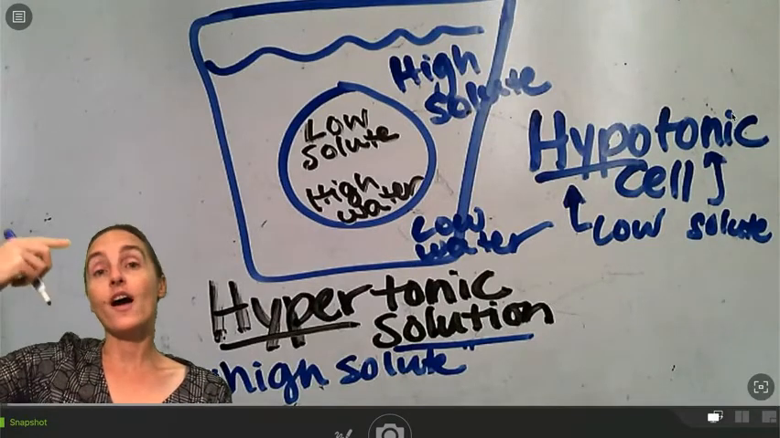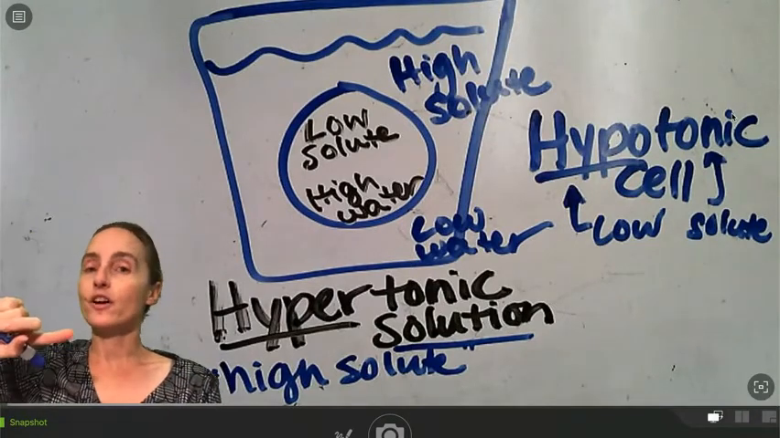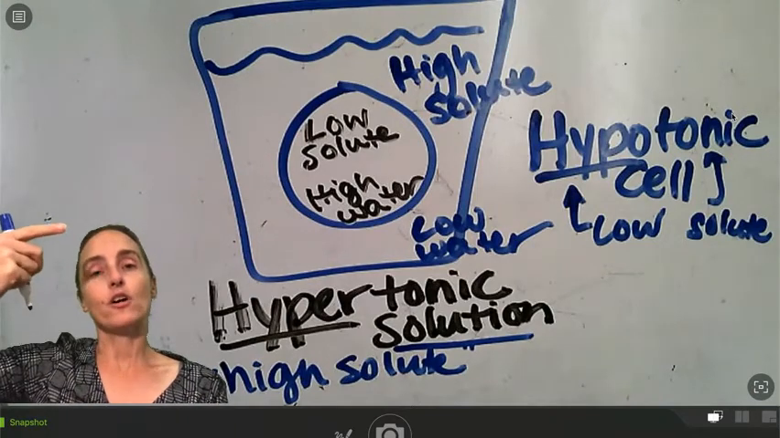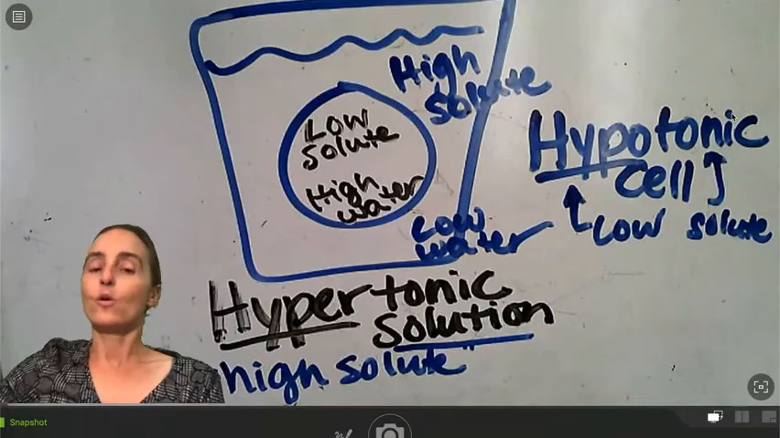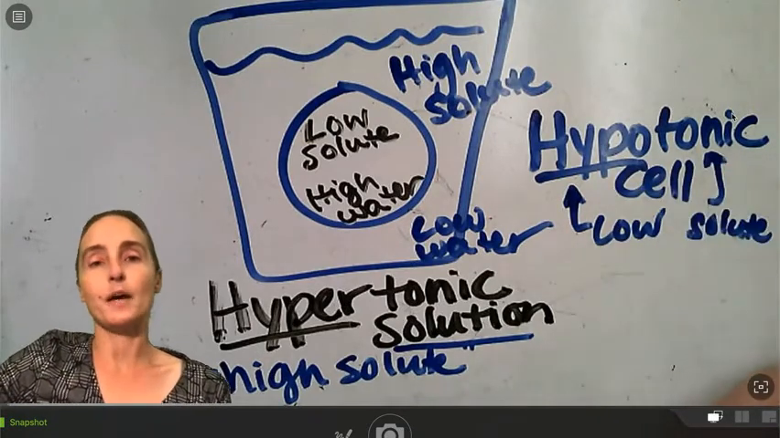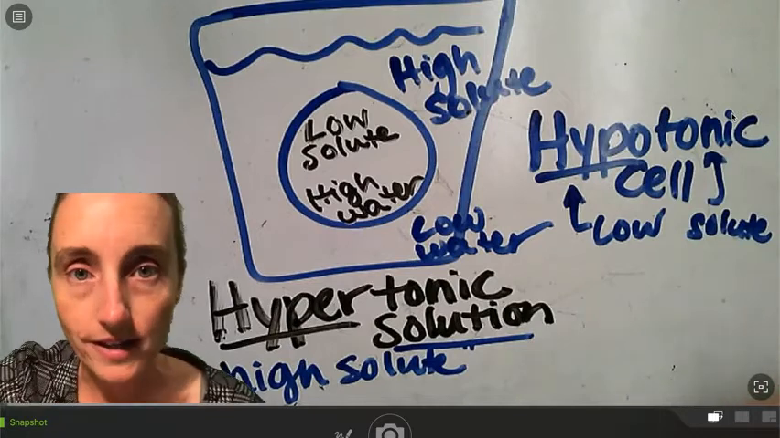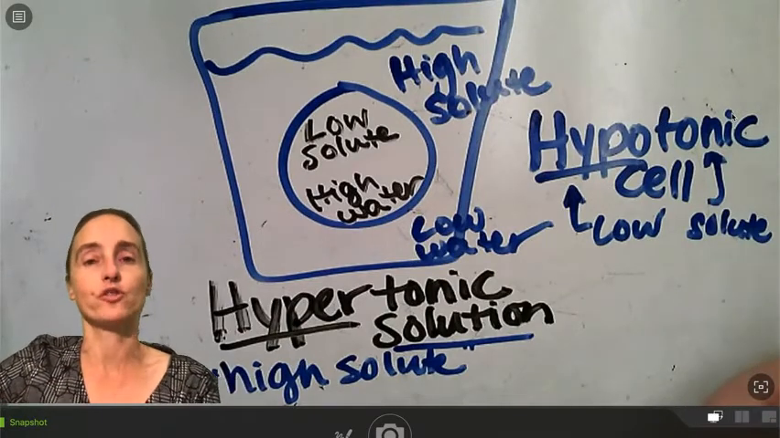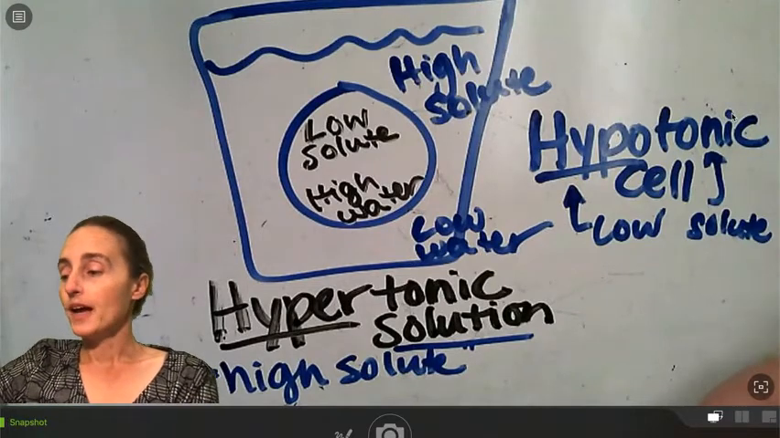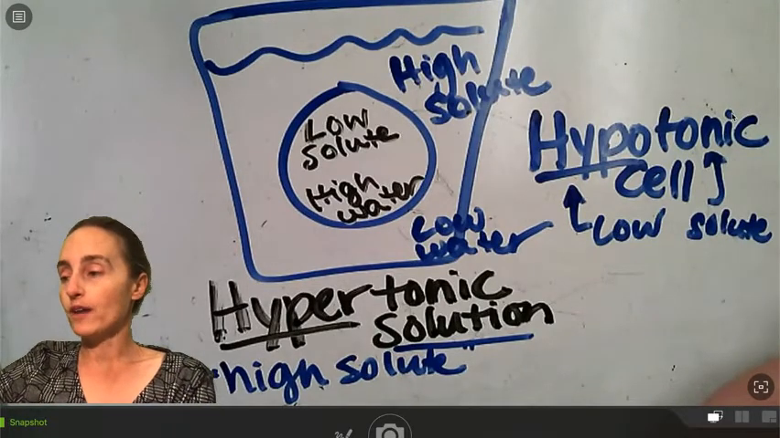Because if there's a high solute, then there's a low water, because there's only two parts, solute and water. If there's high solute, there's low water. So the water's got to move that direction. So the water always moves towards the hypertonic. Write it down. The water always moves toward the hypertonic, okay? And so that's basically what you have to know about that.